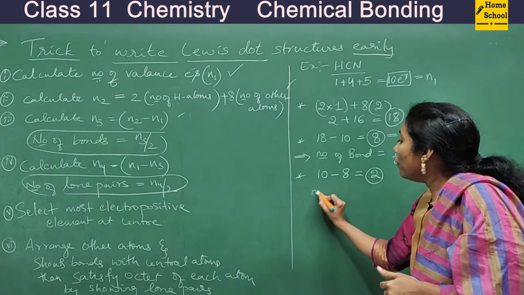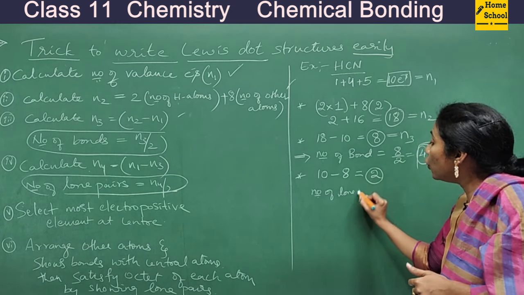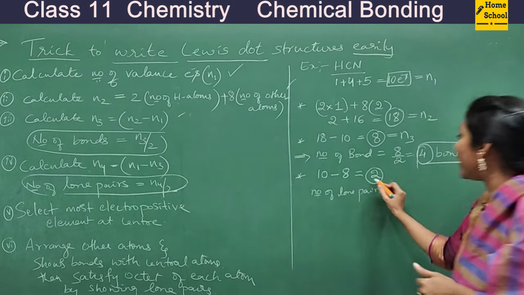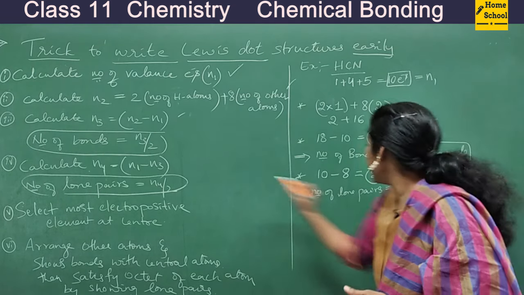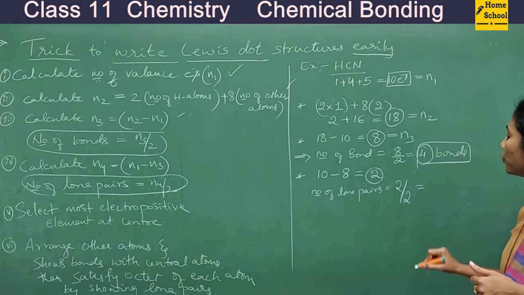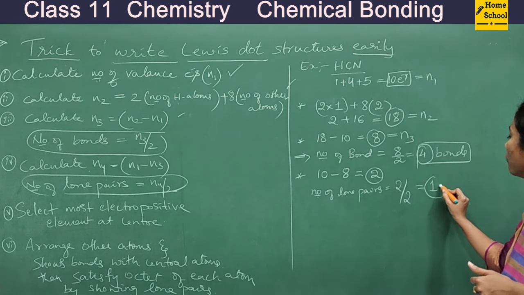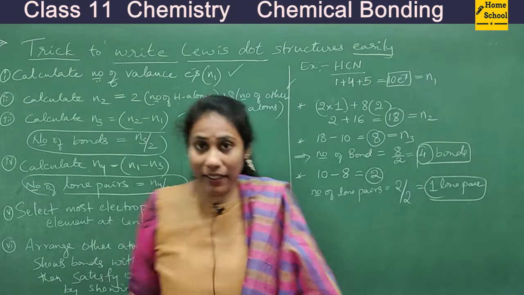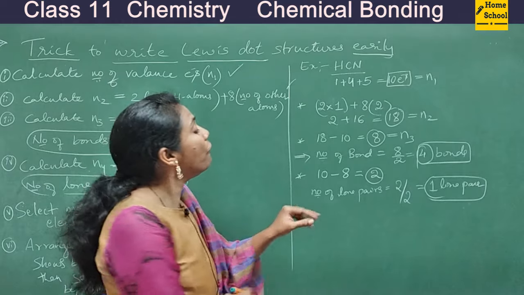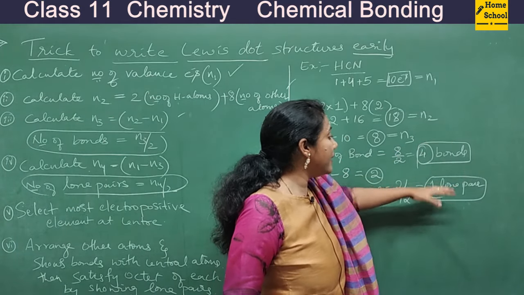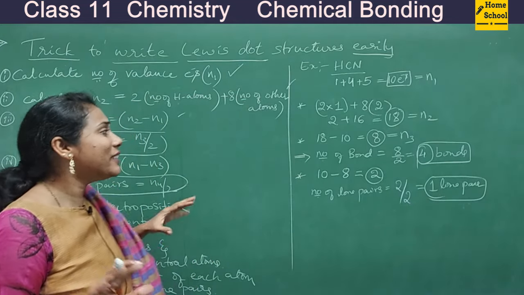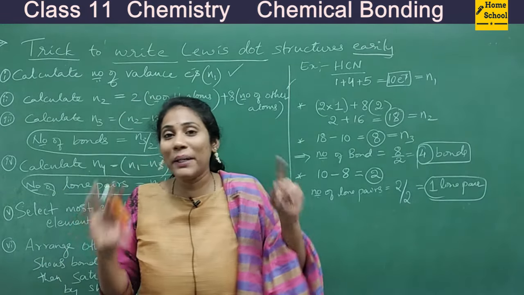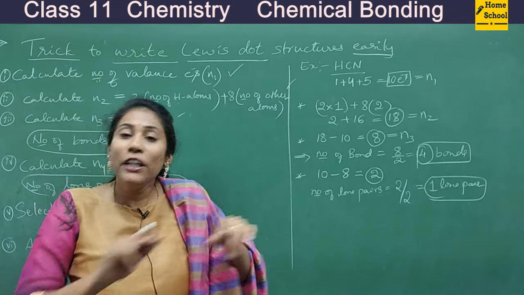Right? So now you can find out the number of lone pairs present. How do you find the number of lone pairs? It is N4 value, 2, divided by 2. So 2 divided by 2, how much? It is 1. So there is 1 lone pair present in this HCN molecule, right? So this much work you have to do for finding number of bonds and number of lone pairs. Initially it may look a little lengthy, but when you practice more and more questions, it hardly takes 1 minute or 1.5 minutes to write the structure.